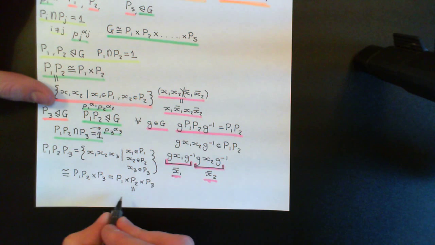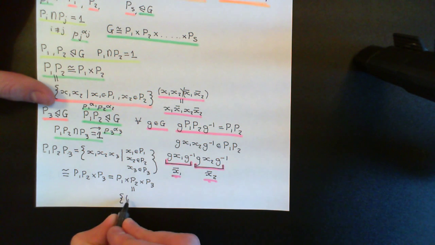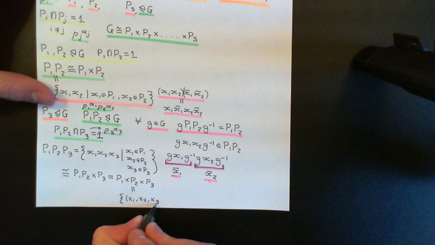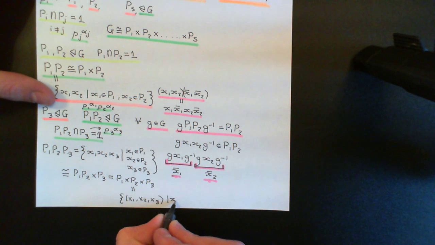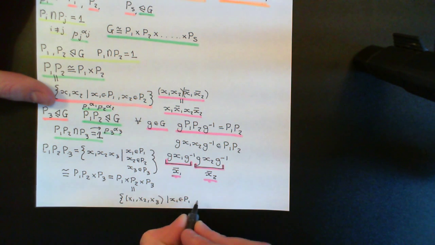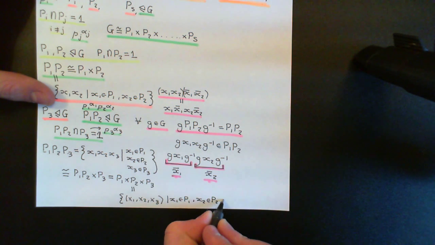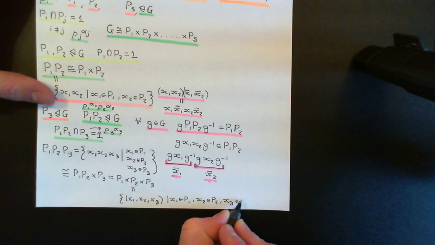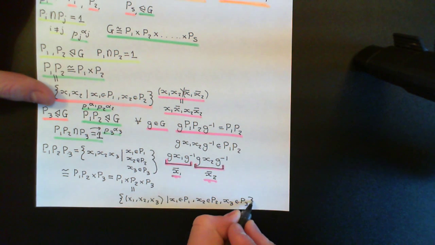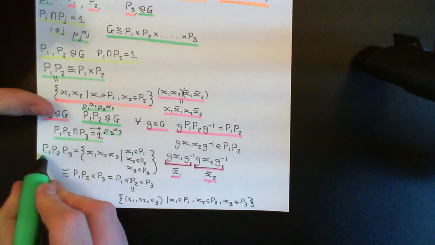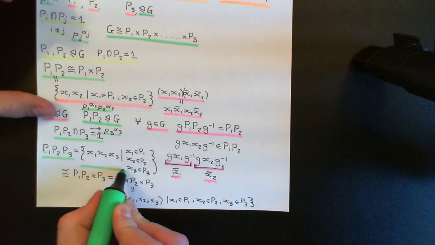So this, just to give you some intuition here, this will be all ordered triplets x1, x2, x3 here, where x1 is an element of capital P1, x2 is an element of capital P2, and x3 is an element of capital P3. Okay, like so. Let me just add a bit of colour on this, because this has become distinctly colour lacking.